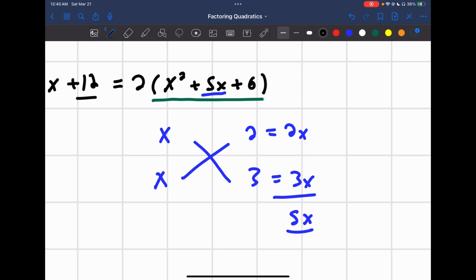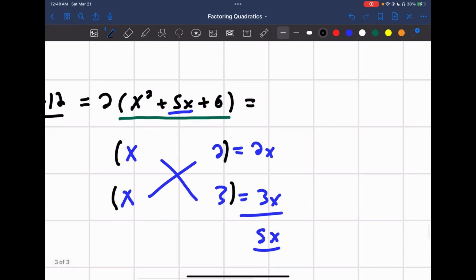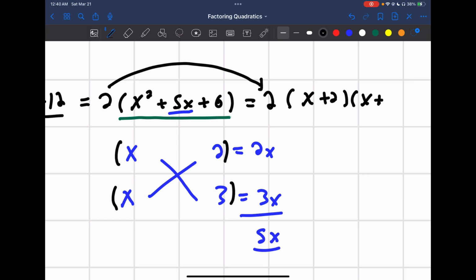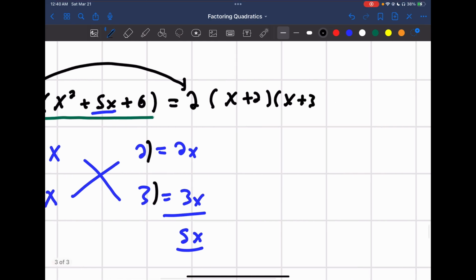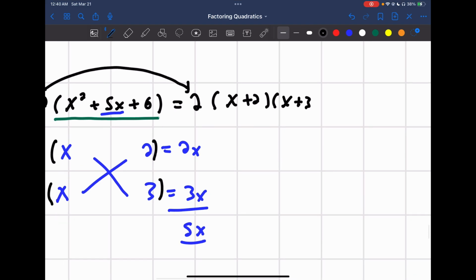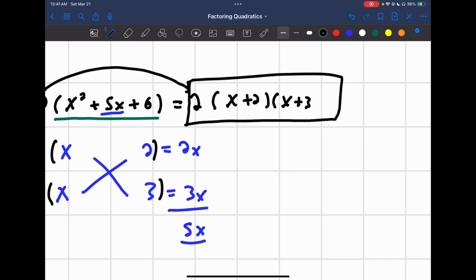So we know that the factors are x plus 2 and x plus 3. So remember to carry the 2 from here, and then we would use the factors we have. So x plus 2 times x plus 3, and this would be our final answer: 2 times x plus 2 times x plus 3.